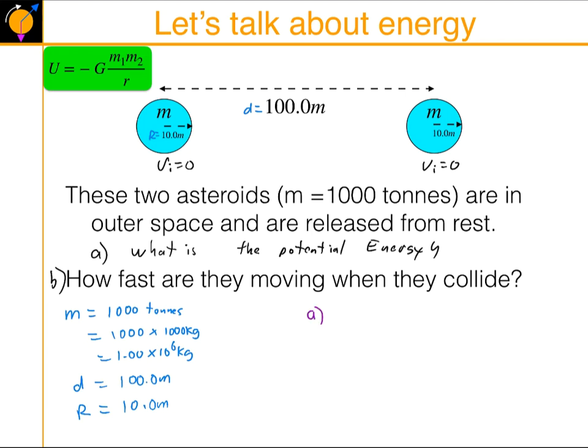For A, potential energy is defined as minus G M1 times M2, so they're both M, over the distance between them. Let's call it D initial. If we plug in everything, the value of G, which is 6.67 times 10 to the minus 11, and the two values of M, we get that the energy stored between them is about minus 0.6674 joules. So that's how much energy is stored.